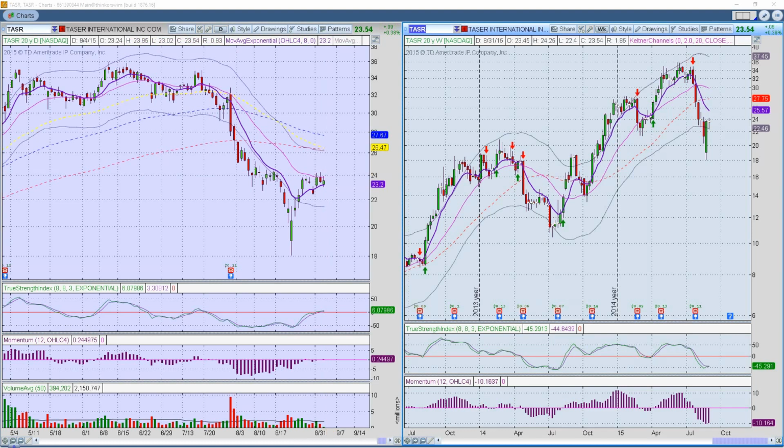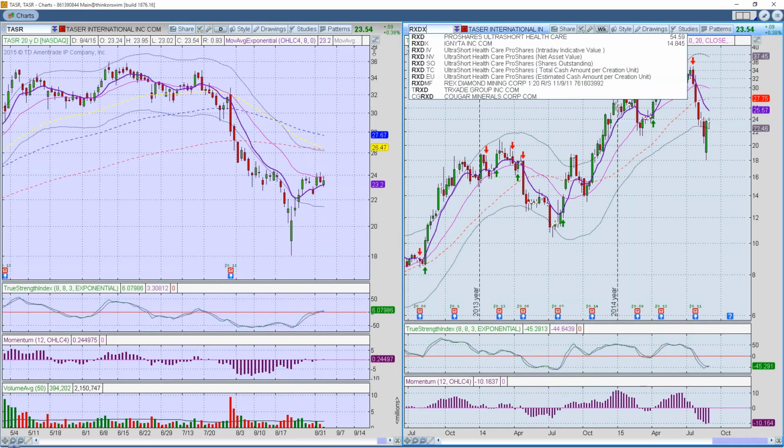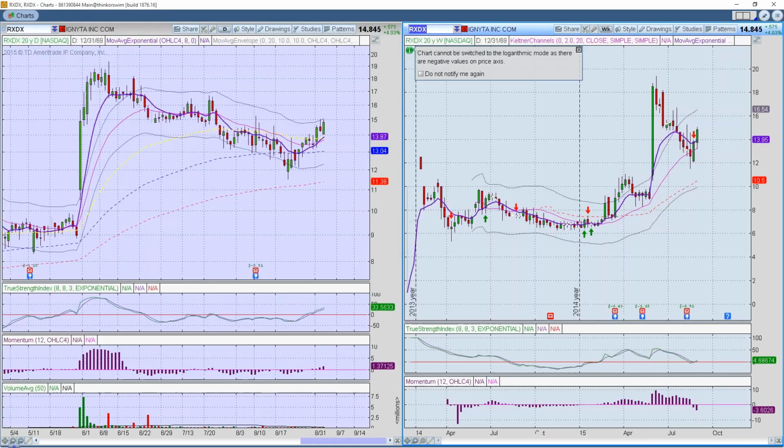So, what is the name of the RXDX? Juanita, I couldn't pronounce it. No, here we go. Ignada? That's why I always trade by ticker symbols rather than trying to repeat the name of the stock.